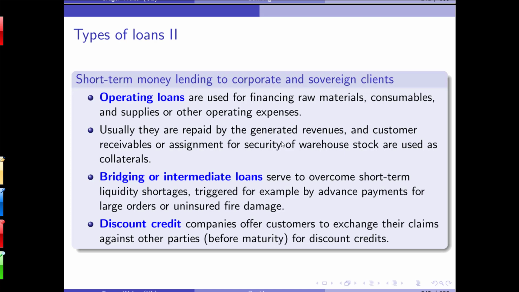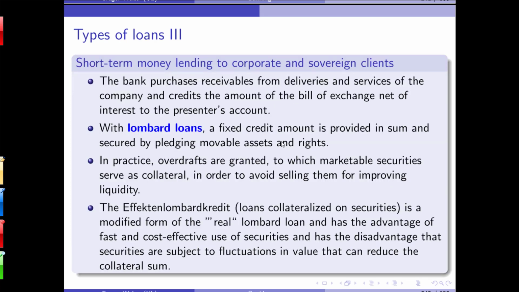Discount credit, discount loan. Companies offer customers to exchange their claims against other parties for discount credits. Short-term money lending to corporate and sovereign clients. Lombard loans: a fixed loan amount is provided in sum and secured by pledging movable assets and rights. Also ein gesicherter Lombard-Kredit. In practice, you also have overdrafts and lines of credit, Kreditlinien, to which marketable securities serve as collateral in order to avoid selling them for improving liquidity.